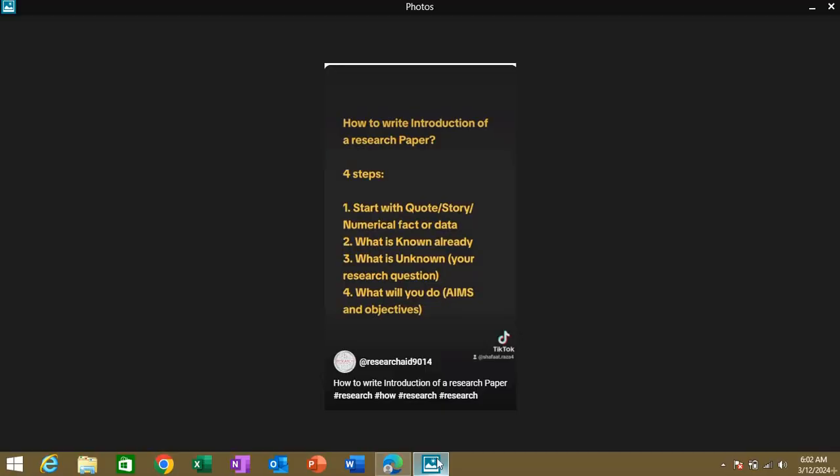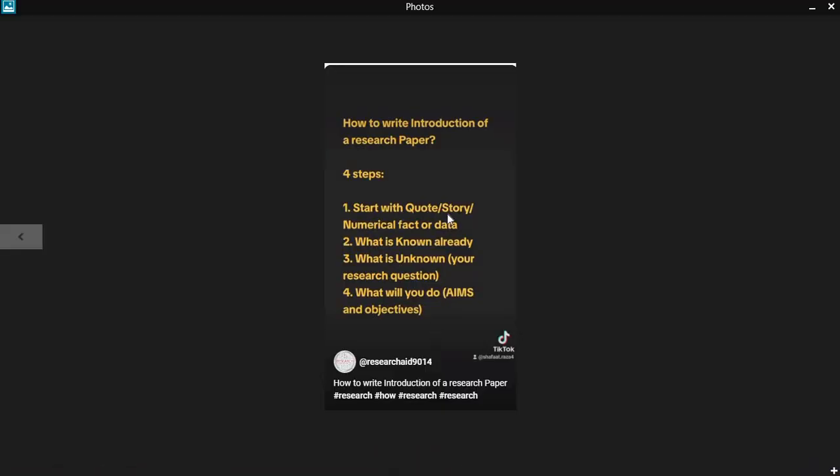First part, start with any related data or known information. Second, talk about the unknown, and by unknown I am again mentioning that it doesn't mean completely unknown. It could be partially known, not very adequately known, or one or more other aspects. And in the fourth, at the end, you will see what you will do, or what you did in this paper.